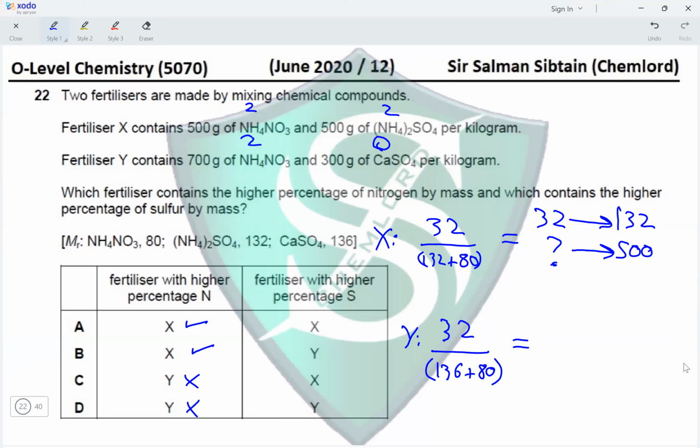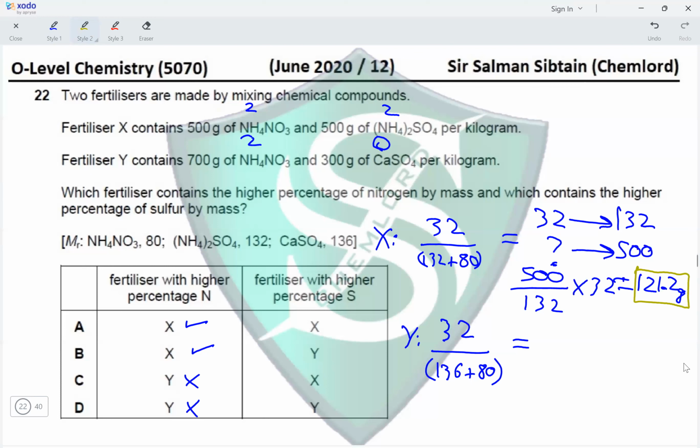So this will give us a value when we divide 500 by 132 and multiply this by 32. This gives us a value of 121.2 grams. So we have 121.2 grams of sulfur in fertilizer X.